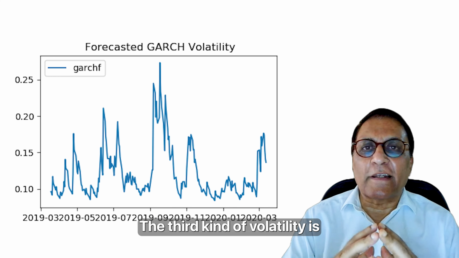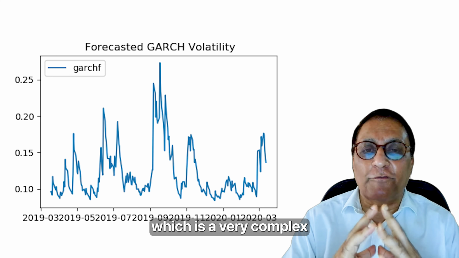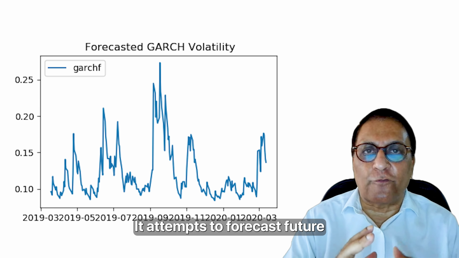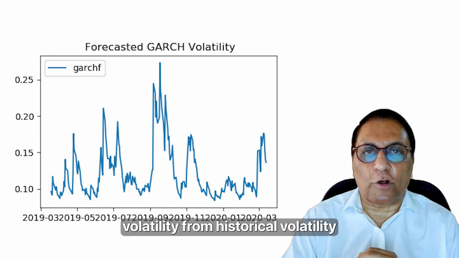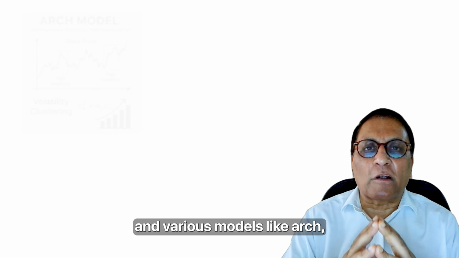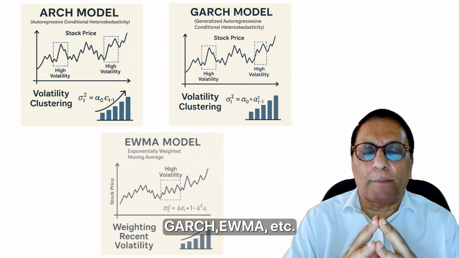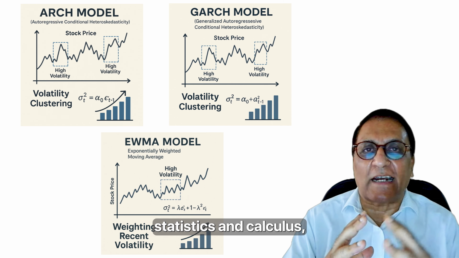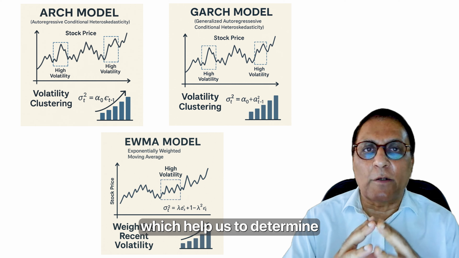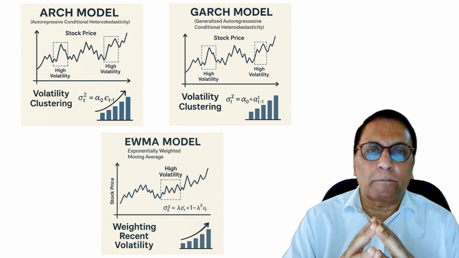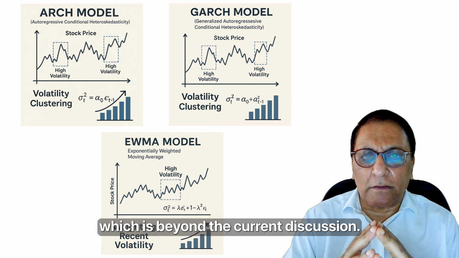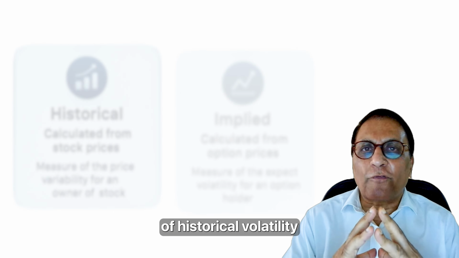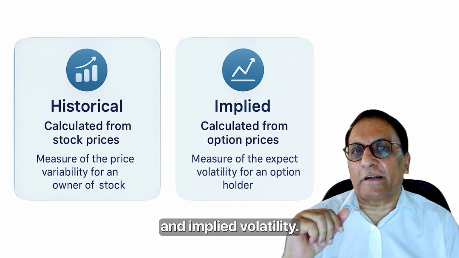The third kind of volatility is projected volatility, which is a very complex and mathematical subject. It attempts to forecast future volatility from historical volatility, and various models like ARCH, GARCH, EWMA, etc. have been formulated, which are in the realm of advanced statistics and calculus, which help us to determine what the projected volatility could be. So this is a topic which is beyond the current discussion. So we shall restrict ourselves to the understanding of historical volatility and implied volatility.